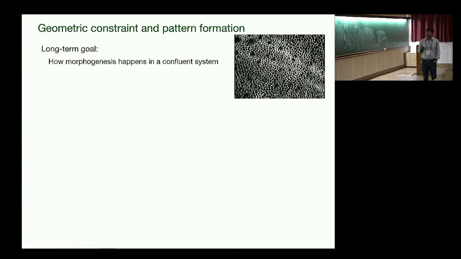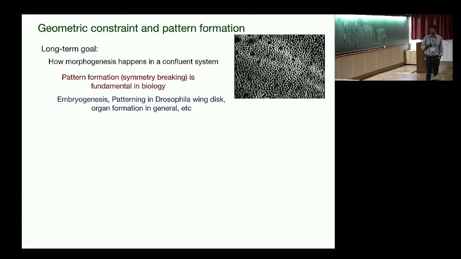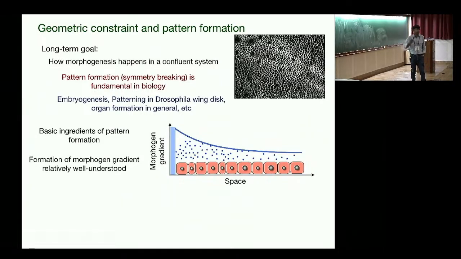The overall long-time goal in this direction is that we want to understand morphogenesis. And just in the previous talk, Madan was talking about morphogenesis. It's a sort of evergreen problem in developmental biology. So pattern formation or symmetry breaking is very important, and at different stages of development, different types of patterns are usually formed. The kind of problems that we want to understand are, for example, embryogenesis, patterning in the Drosophila wing disc, organ formation in general, etc. So this type of problem.